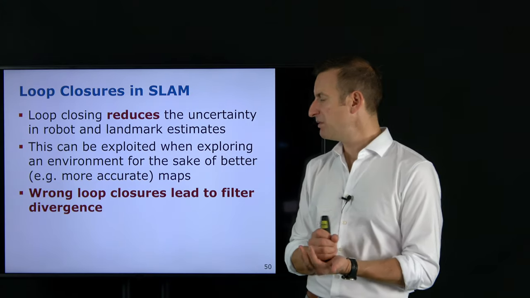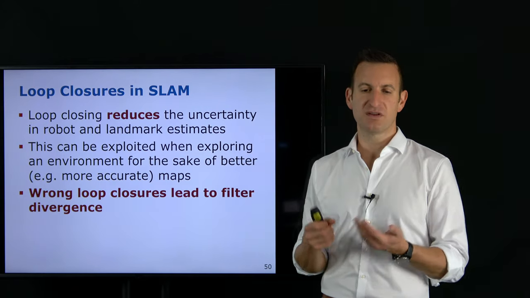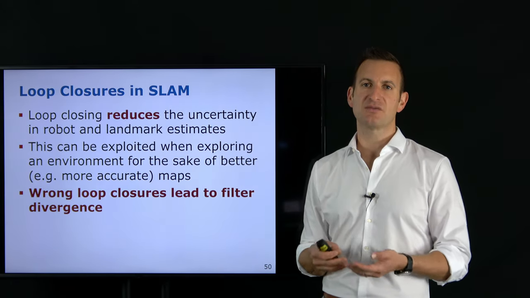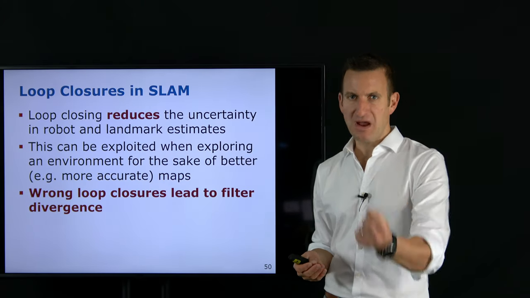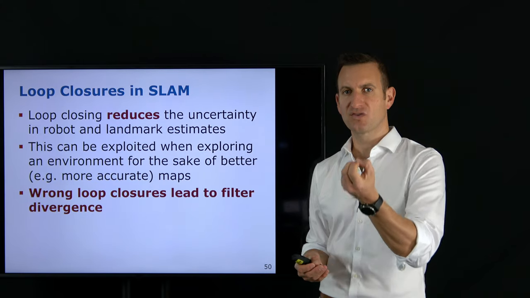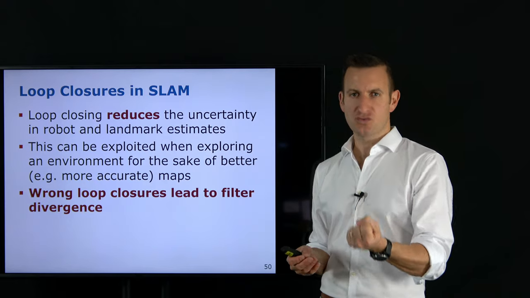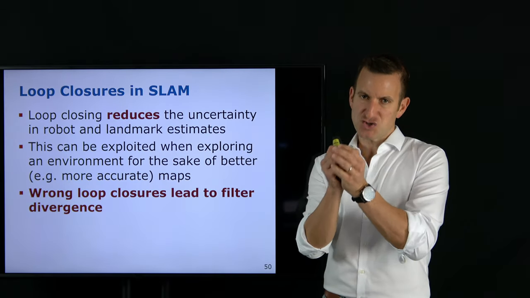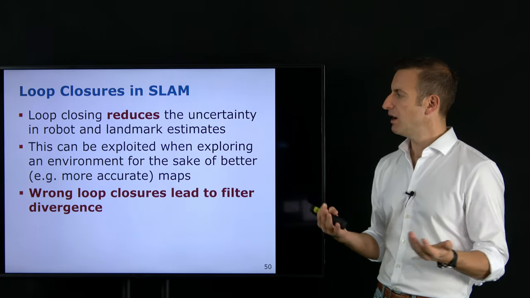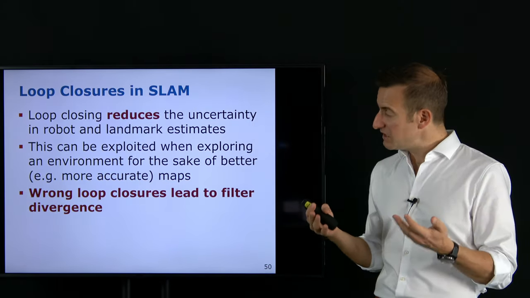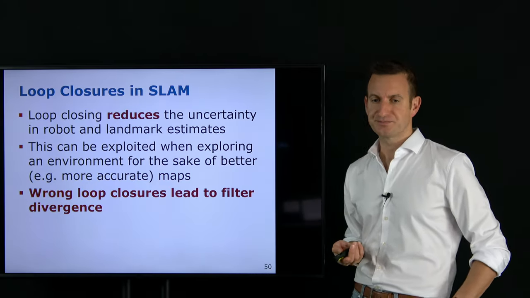But the thing to keep in mind is that a wrong loop closure can dramatically lead to a wrong estimate or to what we call filter divergence, where your estimate has nothing to do with the real world anymore because you're adding an observation where you're very, very certain about, because you have this small uncertainty observation, and update your belief. And if this was wrong, but you give such a high weight to this observation, you will, of course, lead to a wrong estimate because this one observation actually ruins your whole filter estimate.